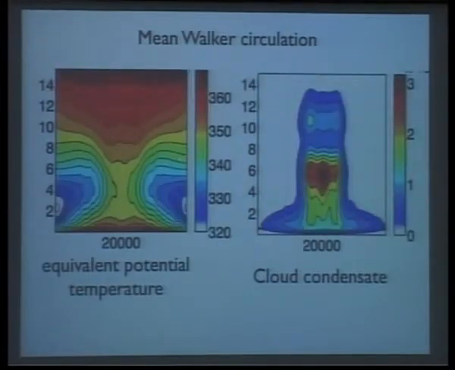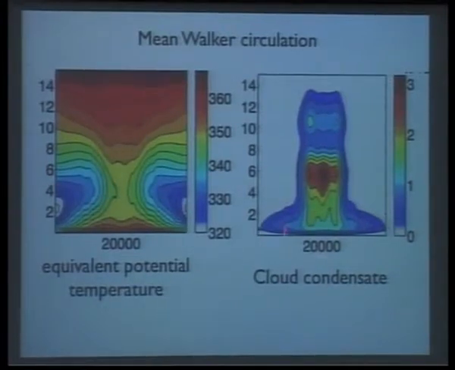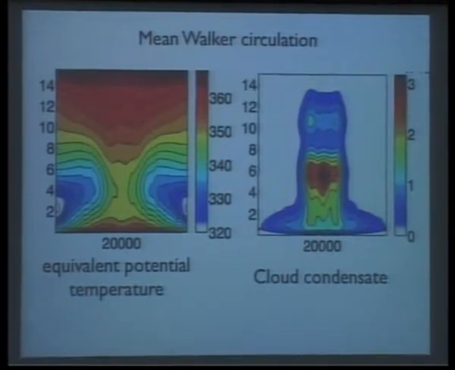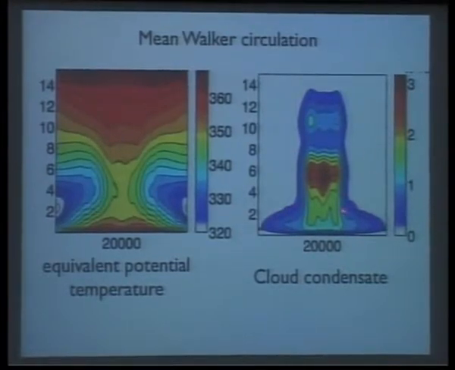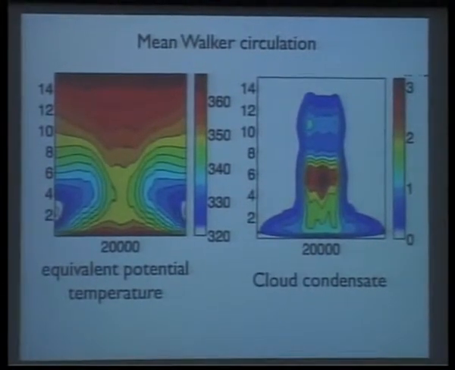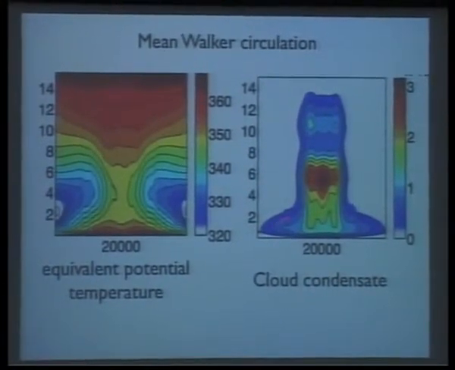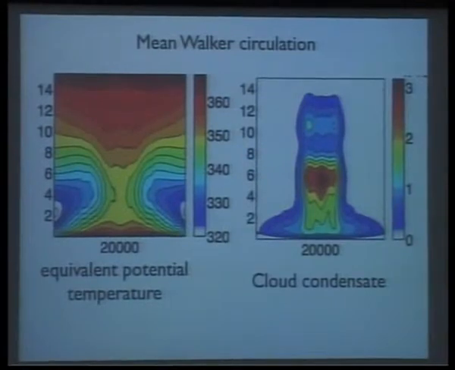If we go back, I'll talk a little about this. What is shown here on the right-hand side is the cloud condensate, to show the distribution of cloud. Associated with this warm water and this ascent, there is a region of high cloudiness, deep convection, and so on. And the subsidence regions are not cloud-free. There's cloud, but it's basically limited to relatively shallow convection.